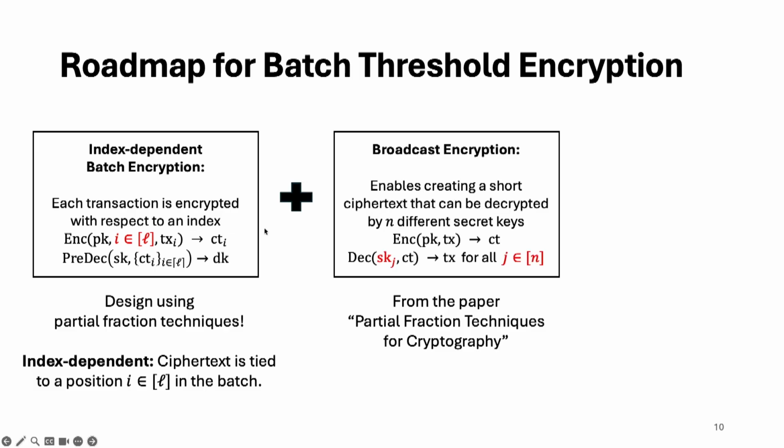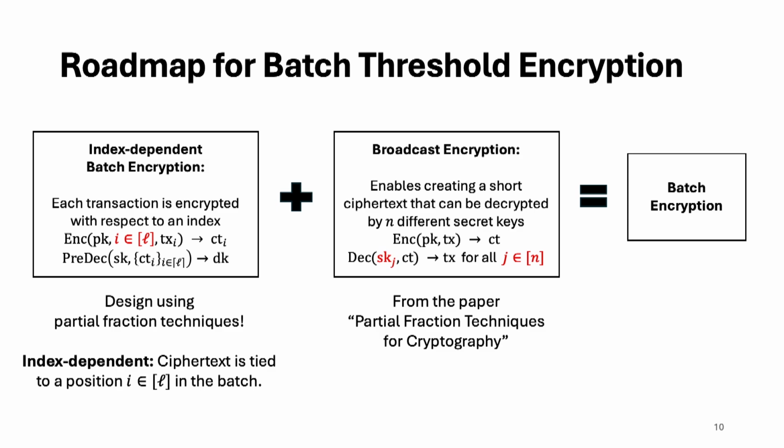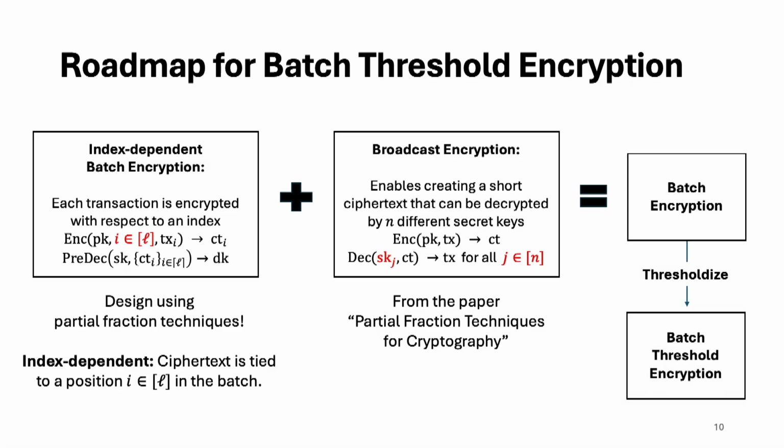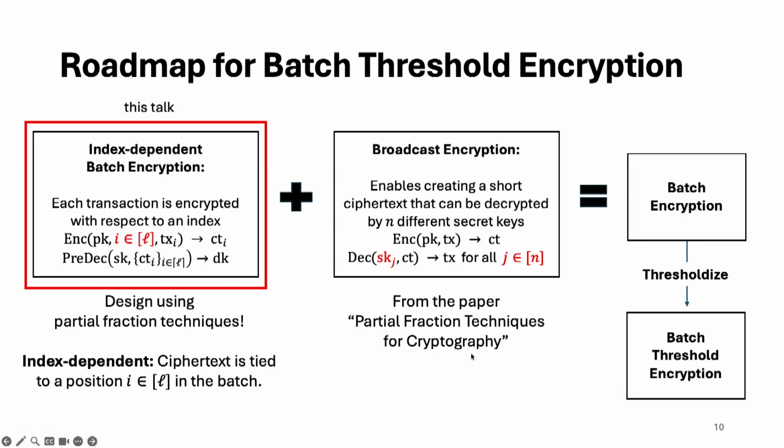Now we resolve this index limitation by combining this with broadcast encryption from the paper on partial fraction techniques for cryptography. In the process, we obtain a full batch encryption. However, this is still not threshold. This is just batch encryption so far. The last step in the construction is to thresholdize it to get the batch threshold encryption. This is how we obtain our end object. In the rest of the talk, I will focus on the first piece, which is index-dependent batch encryption, and it will illustrate how we use the partial fraction ideas.